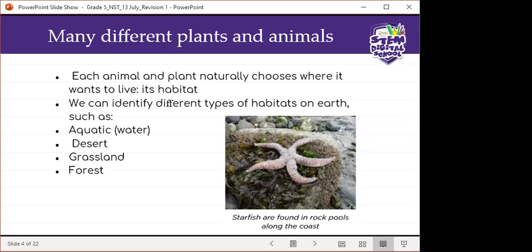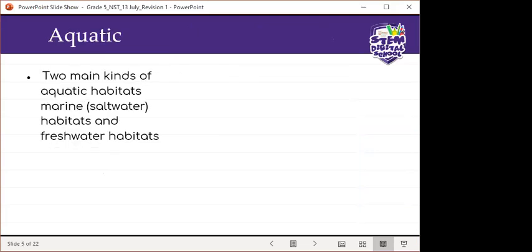Okay, so the aquatic, we have 2 main kinds of aquatic habitats. The first one is the marine, and this is where we find salt water. So it's marine habitat and it is salt water. Dante says, ma'am, are starfish living? Yes, starfish are living. Okay, so they are alive. And the other kind of the aquatic is a freshwater habitat. So I'm going to need examples of animals that live in the aquatic. You can write them in the group chat or alternatively raise your hand.